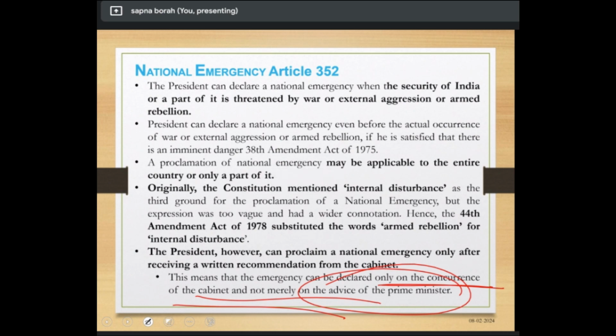The written recommendation here is from the cabinet, not from the prime minister. Just because the PM said so, an emergency cannot be declared, as happened in the Indira Gandhi case. So this is also to reduce the powers of the PM. Very very important. Remember how the president proclaims: by receiving a written recommendation, but from whom? From the cabinet, not from the PM alone. This cabinet will advise the PM, then the PM can place the recommendation, which the cabinet must receive.